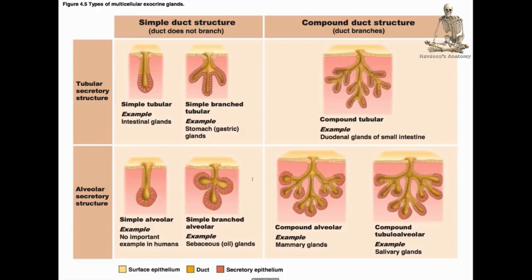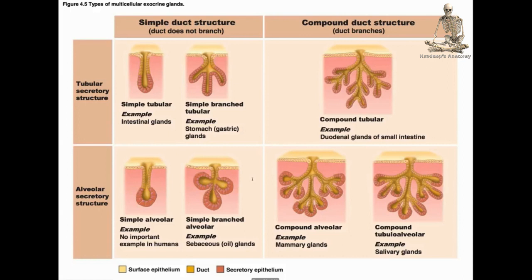So now, as you can see in this diagram, we are seeing the tubular secretory structure and the alveolar secretory structures. In these, we can divide it into the simple duct structure and the ducts which are not having any kind of branches. So it may be divided into the simple tubular, which is present in our intestinal glands. You can see that a single tube is present, and then it is termed as a simple branched tubular. You can see over here it is having three branches, which is present in your stomach, say for the gastric glands, which secrete the gastric juices.